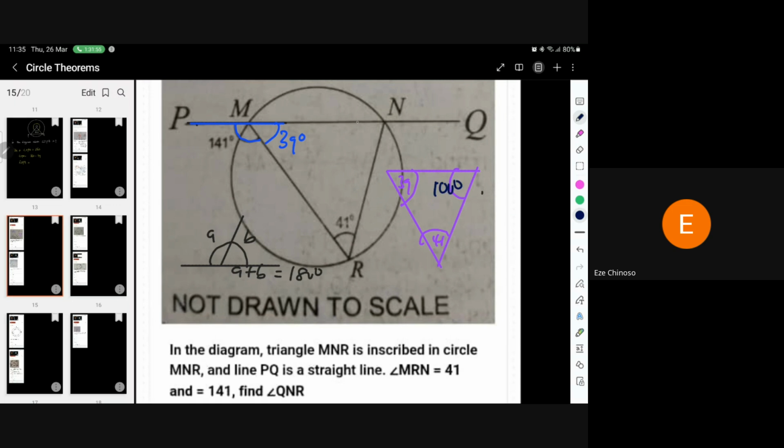Now, here is 100. Let me just make this very big so you can see the 100. Now, what can you observe again? This is another angle. Let's call here M. You still have the same line here. Angle in a straight line.